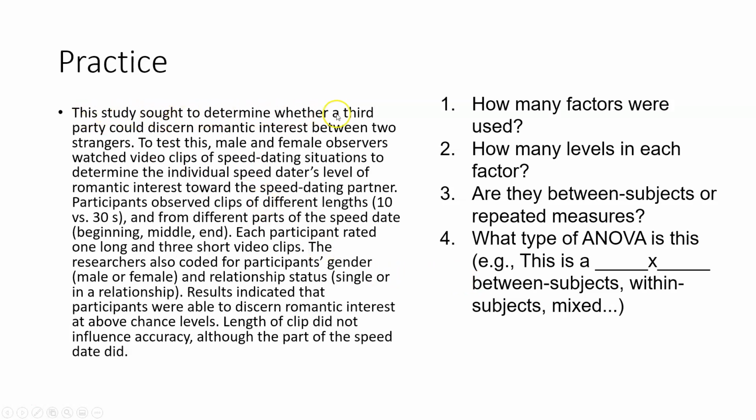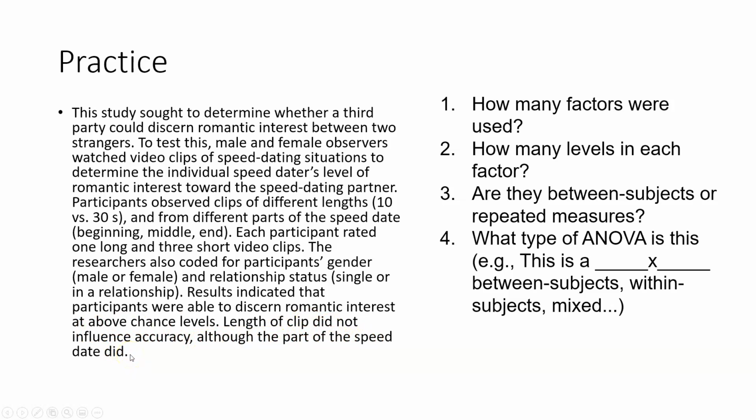Alright, this study sought to determine whether a third party could discern romantic interest between two strangers. To test this, male and female observers watched video clips of speed dating situations to determine the individual speed dater's level of romantic interest toward the speed dating partner. Participants observed clips of different lengths, 10 versus 30 seconds, and from different parts of the speed date, beginning, middle, and end. Each participant rated 1 long and 3 short video clips. The researchers also coded for participants' gender, male or female, and relationship status, single or in a relationship. Results indicated that participants were able to discern romantic interest at above chance levels. Length of clip did not influence accuracy, although the part of the speed date did.